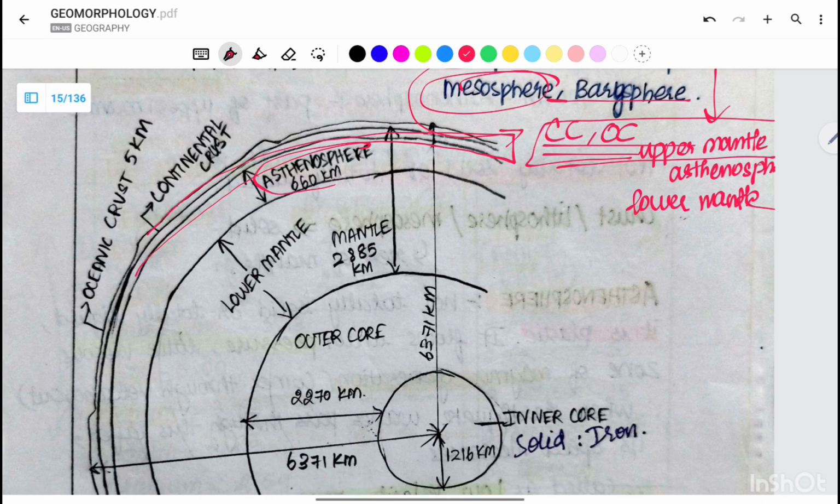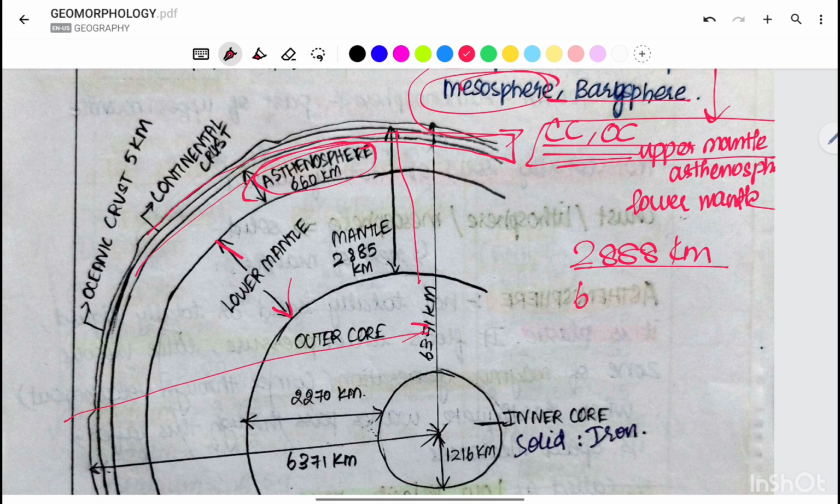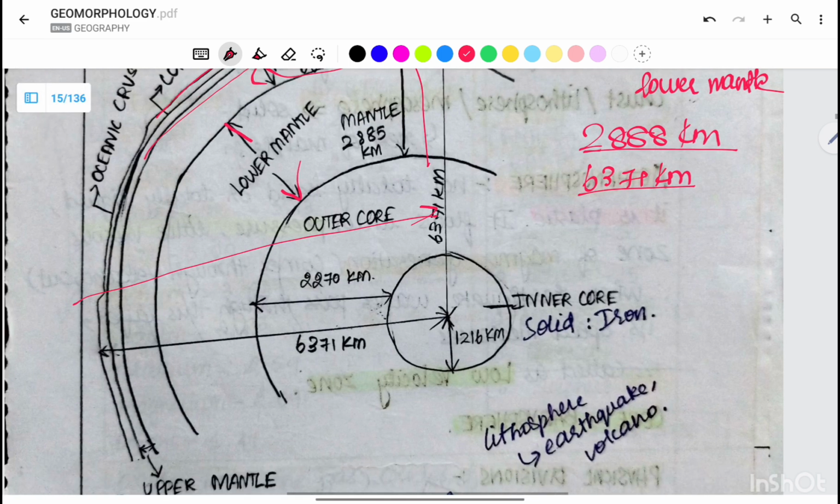After that, asthenosphere is 660 kilometer. Lower mantle. The total length of the mantle is 2888 kilometer. The core, when we are reaching till the core, it is 6371 kilometer.